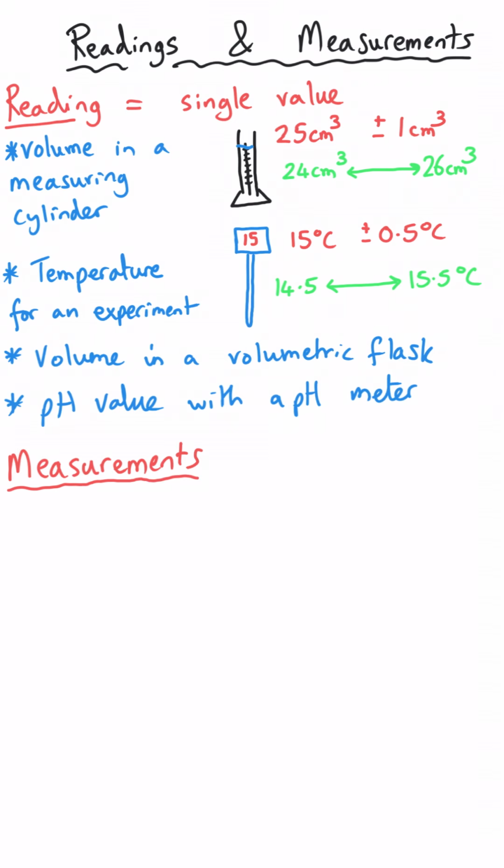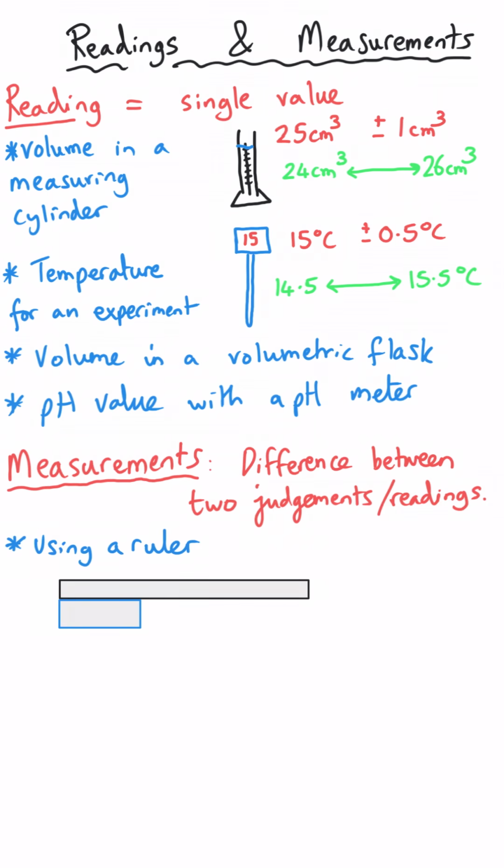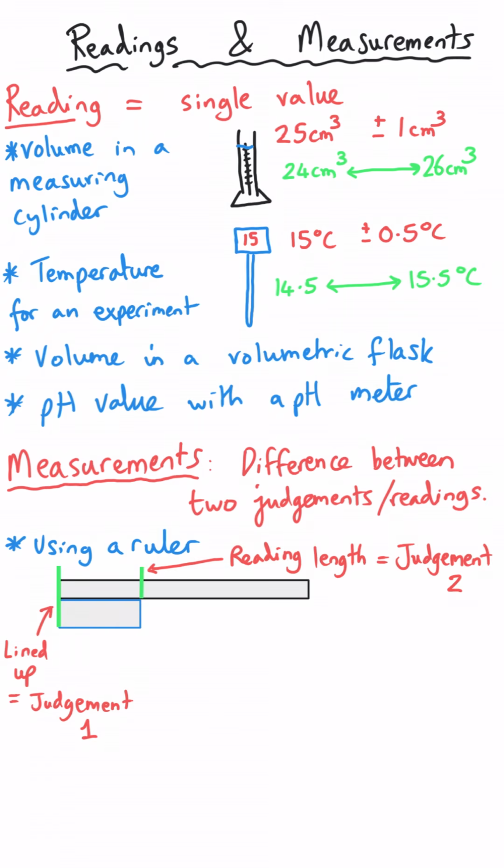Similar to that, but really importantly different, there is something called a measurement. A measurement at A level is taken to be a value that is measuring the difference between 2 judgments or 2 readings. In other words, in order to arrive at this value, we have had to make 2 readings. An example of that is simply using a ruler. If you're using a ruler, you have to line that ruler up at one end of a particular substance, and then when you read off the ruler, you're making a judgment about the other end of whatever it is that you're measuring. So actually, you're judging 2 values when you're using a ruler.